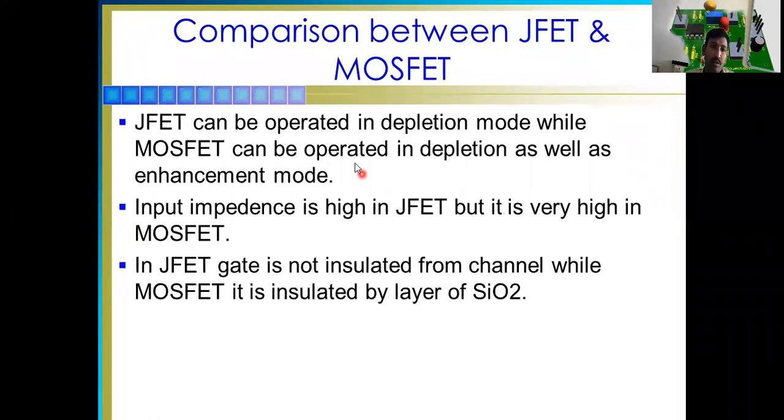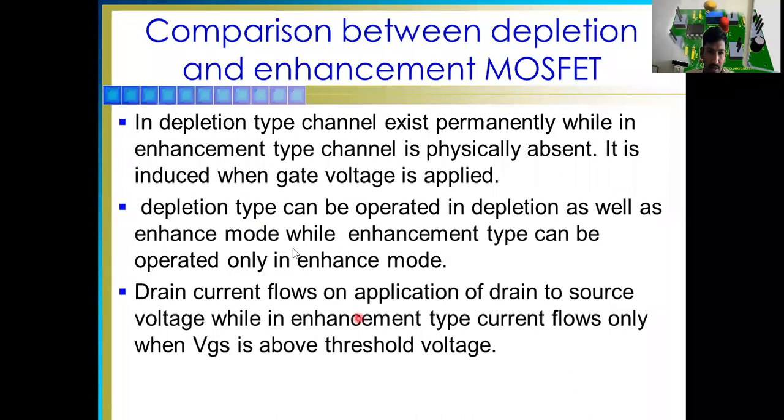Okay. Anybody want to add? The enhancement type has a constant size, while the depletion type is less. Very good. That is the general difference. Okay, I have taken only three here. Why?